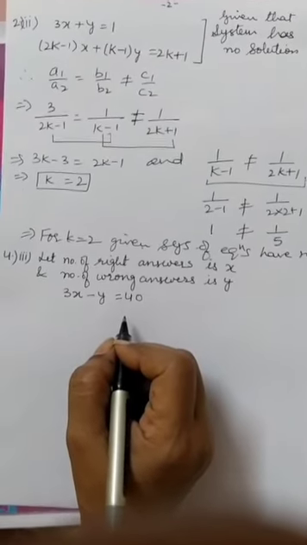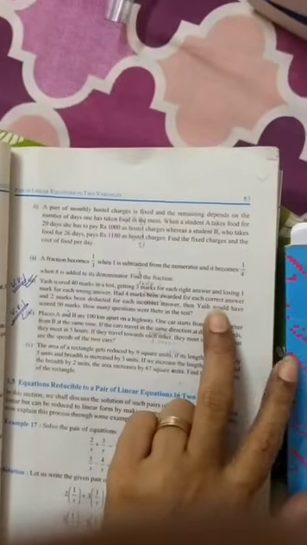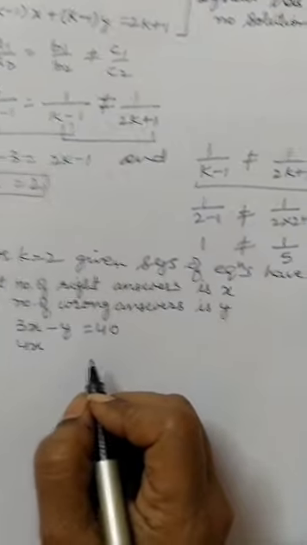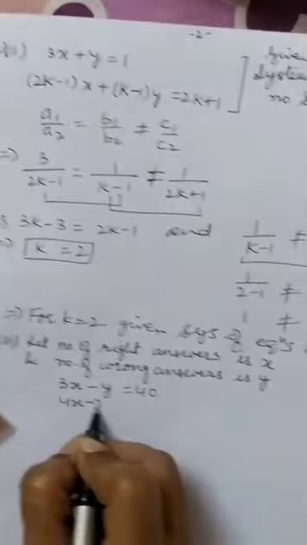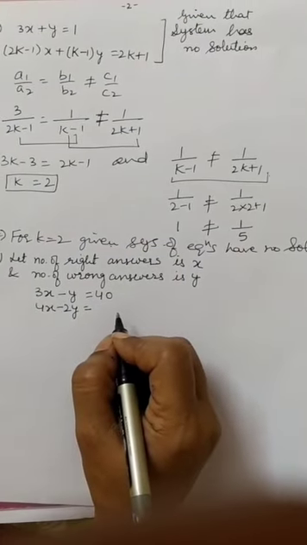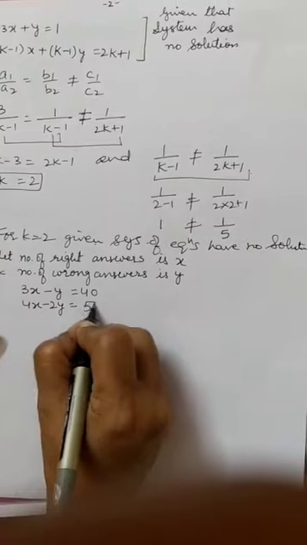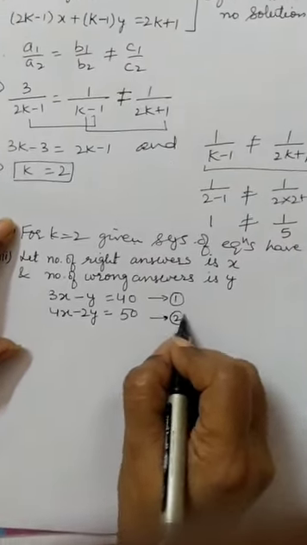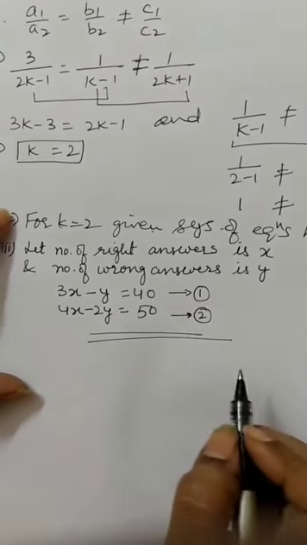Similarly, in the second case, had 4 marks been awarded for each correct answer, that means 4x, and 2 marks are cut for each wrong answer, that means minus 2y. He would have got 50 marks. So in this way we have got equation 1 and equation 2, which you can solve using any algebraic method.